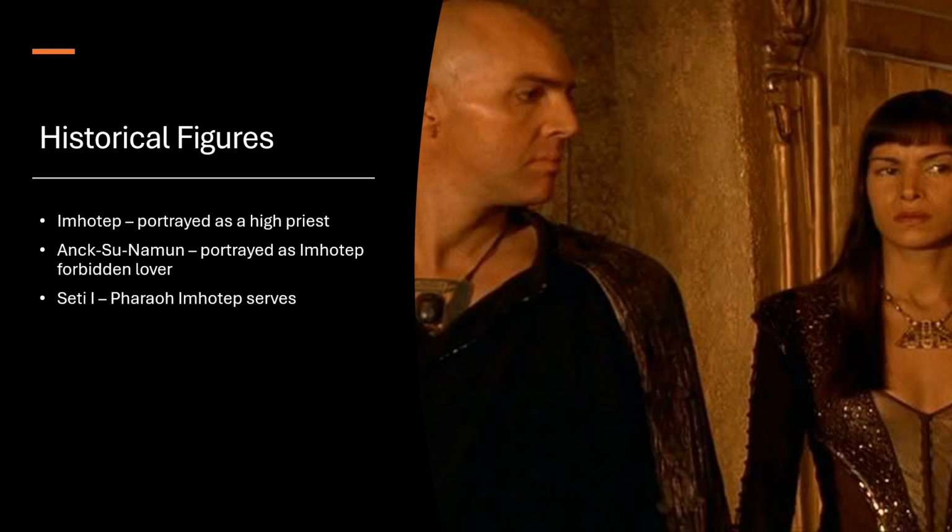And for Anaxamun, she was portrayed as Imhotep's forbidden lover, but she was a real person, but she was actually King Tut's wife. And for Seti I, he was portrayed as a pharaoh Imhotep serves, and he was a pharaoh as well, and he was the second pharaoh of the 19th dynasty.